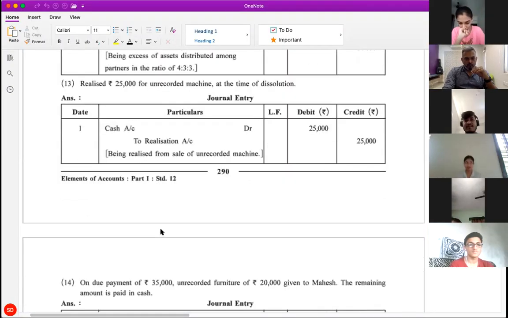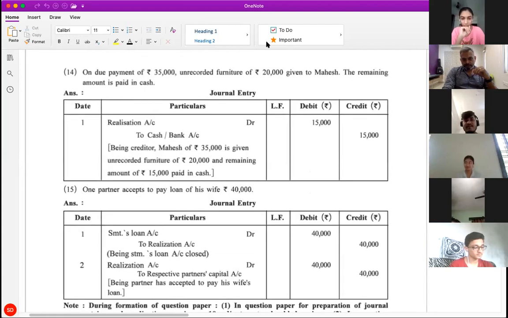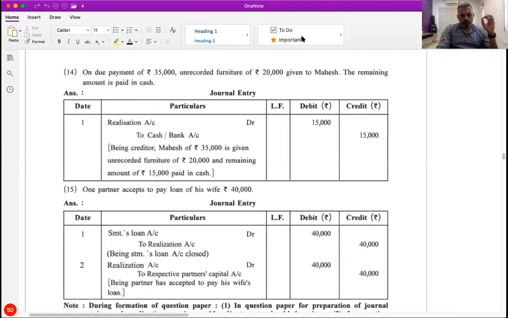Okay, now 14th. On due payment of 35,000, unrecorded furniture of 20,000 given to Mahesh, the remaining amount is paid in cash.